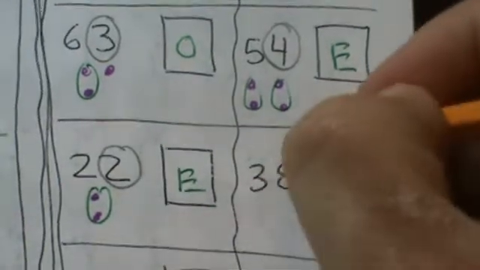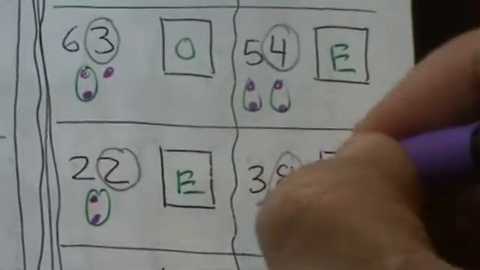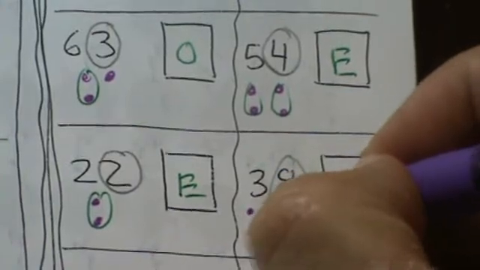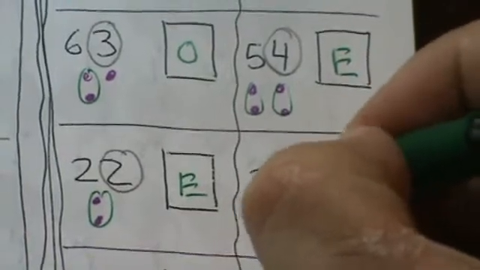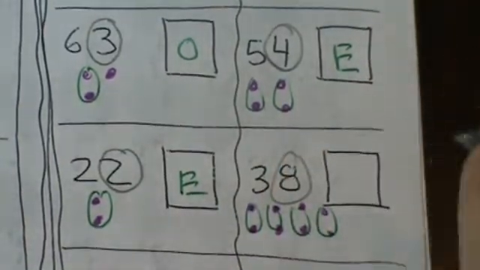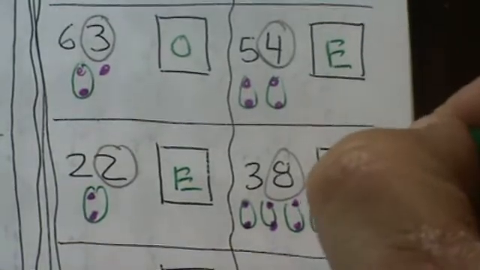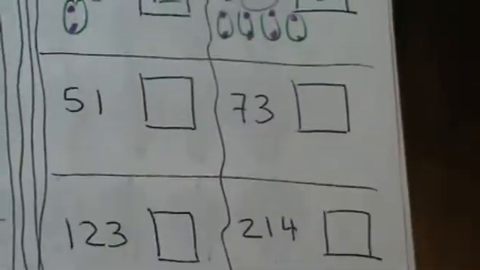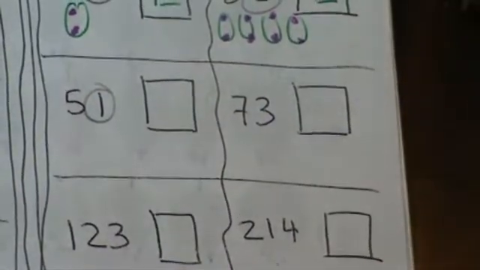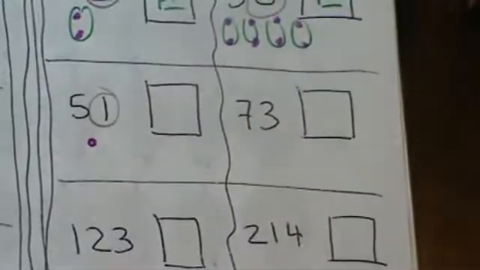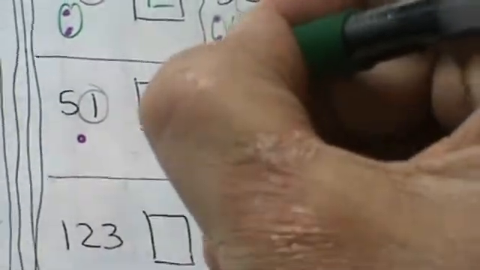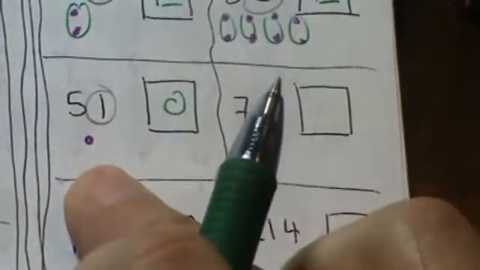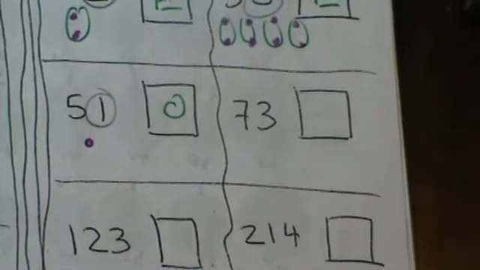Next one, my ones is an 8. So I draw 1, 2, 3, 4, 5, 6, 7, 8. This one is pair, pair, pair, pair. I don't have any left. So this is even. Next one I have 51. I circle the ones. I draw my circle. I have 1. Does this one have any pairs? No. So this is odd. No tiene par. Entonces es non or odd in English.